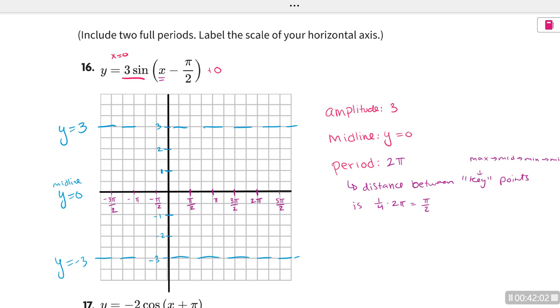So at x equals 0, we're going to be at the midline increasing. So I'm going to put at the midline, we're going to increase, and then decrease. So at the midline increasing, then we're going to be decreasing. So there is 1 full period. So there's 1 full period.